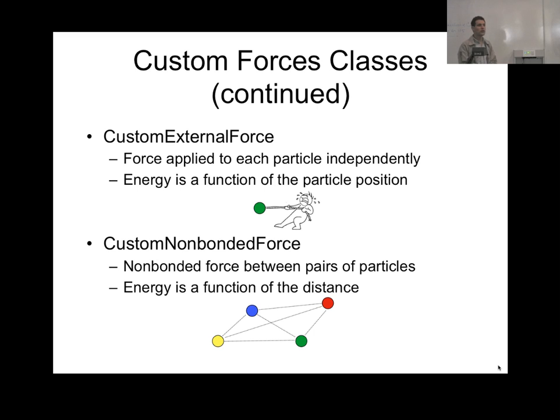Custom external force is actually a very useful one that you'll see an example of shortly. This is basically a force that is applied independently to every particle, and it can be a function of the position of each particle. The custom non-bonded force you already saw an example of, but it's basically a non-bonded force, so every particle interacts with every other particle. The interaction between each pair of particles is a function of the distance between them. You pick what the function should be.